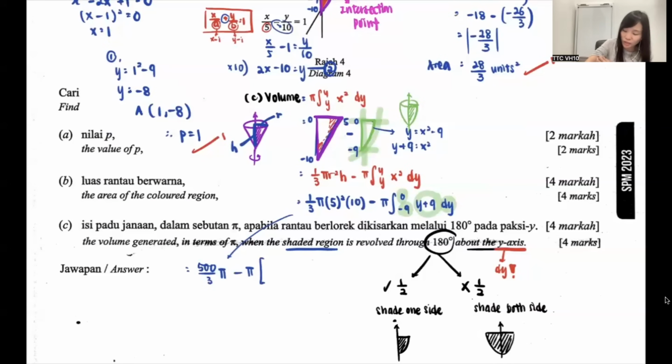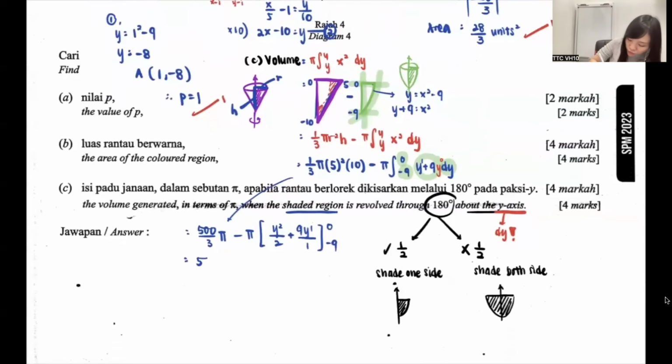So now, let's start to integrate it. This y is power 1, so 1 plus 1 is 2, divided by 2. The 9 has no y, so it is y to the power 0, so 0 plus 1 is 1, over 1. And then now, substitute 0 and negative 9 inside. So 500 over 3 pi minus pi, substitute 0 inside. Okay, minus, substitute negative 9 inside.